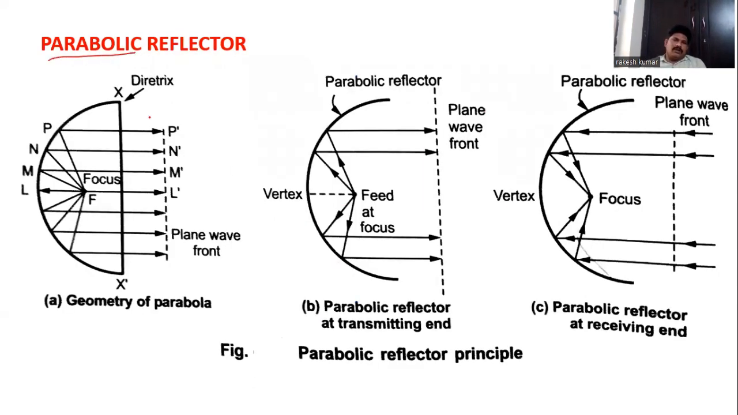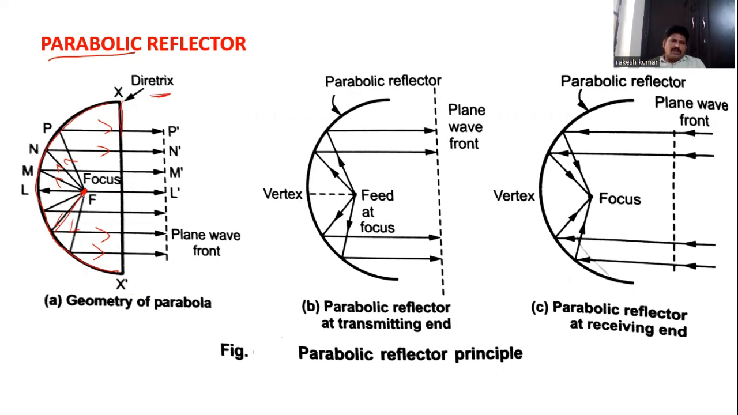Since the shape of the reflector is a parabola, we call this a parabolic reflector. This is called the directrix. This is the opening, and this is our primary antenna. From the primary antenna, rays will fall on the reflector, and all the rays will come out of the opening of the paraboloid. The opening of the paraboloid we call the aperture, or the directrix.